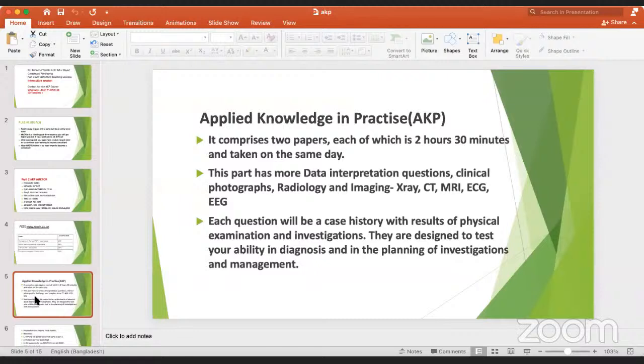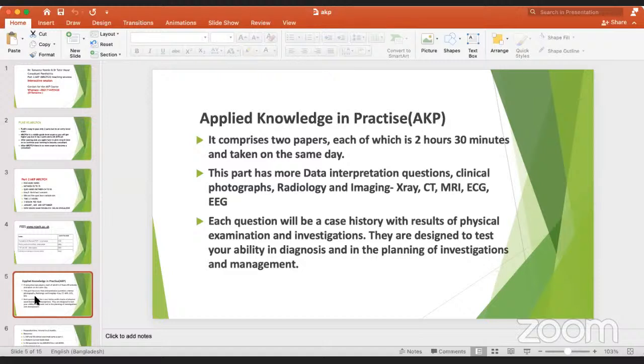Now, what is the Applied Knowledge in Practice exam, AKP? What does this exam want from you? This exam wants to see how well you can identify a condition by seeing the X-ray, taking some history and doing some examination. And after diagnosing the condition, how can you manage the child? Because this is a registrar level exam, you will be the first person who will see the child in hospital. After that, the consultant will see the child. So you are the first person who comes in contact in the emergency department, in the ward, in NICU. You will be in charge of the NICU. You will be the registrar of PICU. So how do you manage the emergency? How do you manage the child when it comes to you?